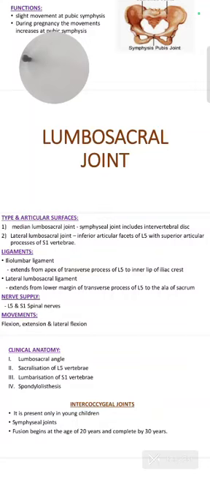Now the ligaments here: the iliolumbar ligament and the lateral lumbosacral ligament. The iliolumbar ligament extends from the apex of the transverse process of L5 to the inner lip of the iliac crest. Now the lateral lumbosacral ligament extends from the lower margin of the transverse process of L5 to the ala of the sacrum. Nerve supply: L5 and S1 spinal nerves. Movements: flexion, extension and lateral flexion.